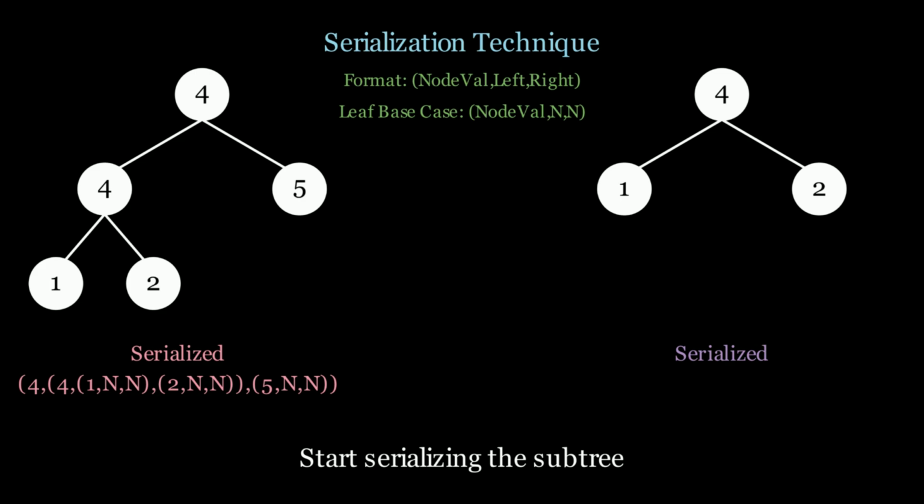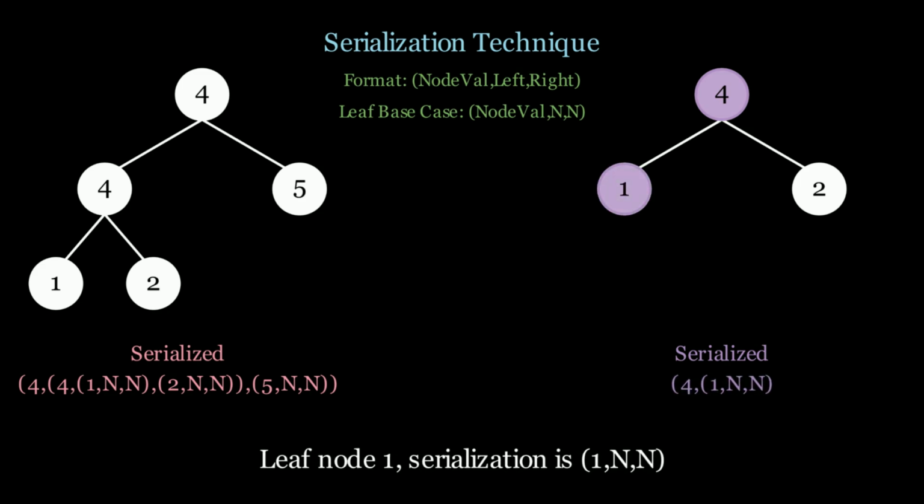Now we need to do the same exact thing for the subroot tree. So in this case, we have 4. We go left. This is the base case. We have 1NN. So let's add that to the string. Now we go to the right child, which is 2. We add 2NN.